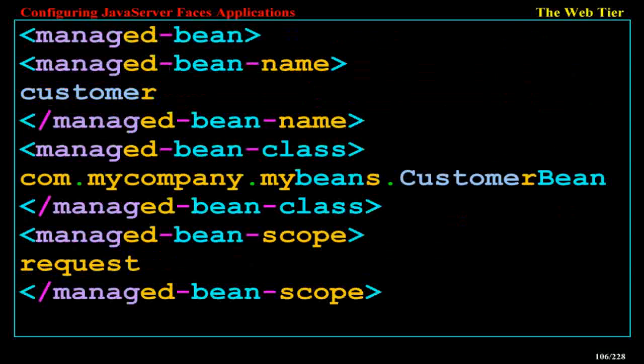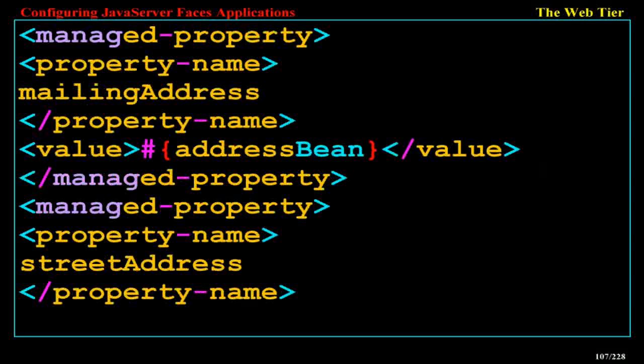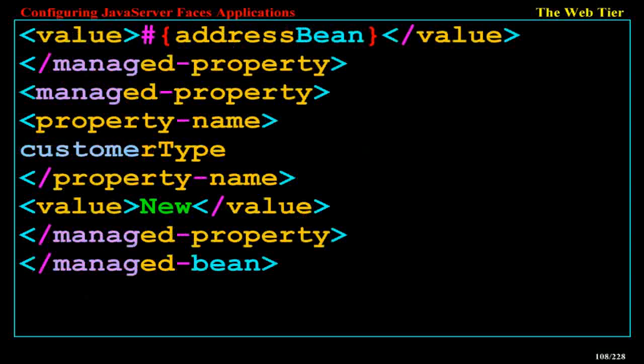Managed bean name, customer, managed bean name, managed bean class, me.company.mybeans.CustomerBean, managed bean class, managed bean scope, request, managed bean scope, managed property, property name, mailing address, property name, value, addressBean, value, managed property, managed property, property name, street address, property name, value, addressBean, value, managed property, managed property, property name, customer type, property name, value, new, value, managed property, managed bean.